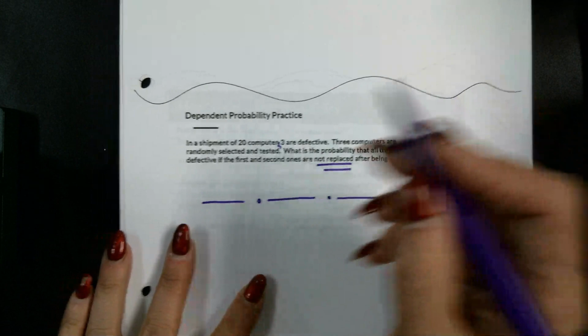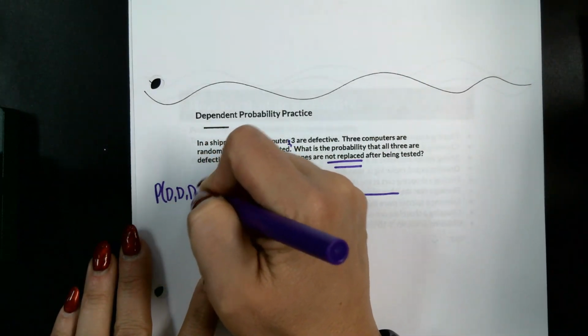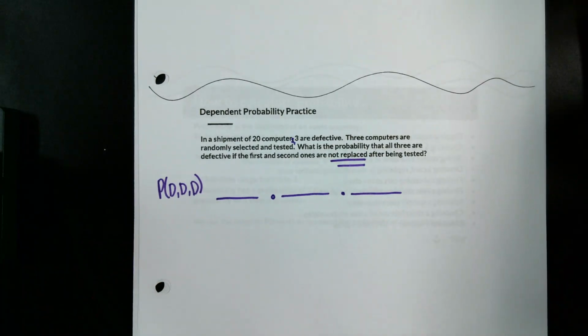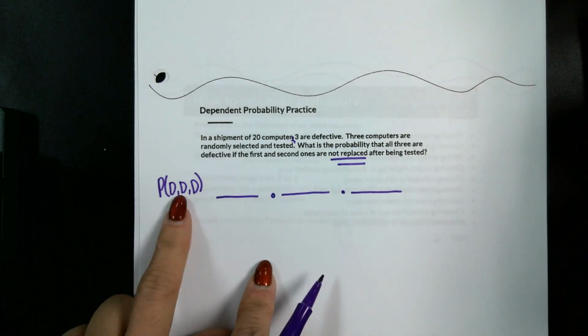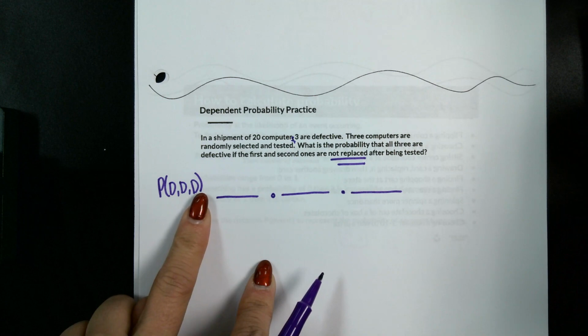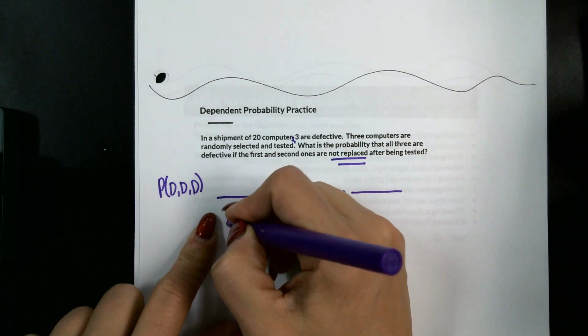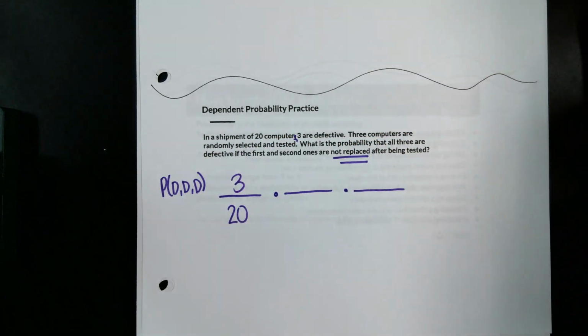Okay, so if we want the probability of all defective, I'm putting all like D's. Those are capital D's. I don't know if you can tell, but they kind of look like zeros from there, don't they? Well, probability that the first one's defective, the second one's defective, and the third one's defective. Okay, first time we pick a computer, how many total are there? And how many of them were defective? Okay, first one's pretty simple, 3 out of 20.